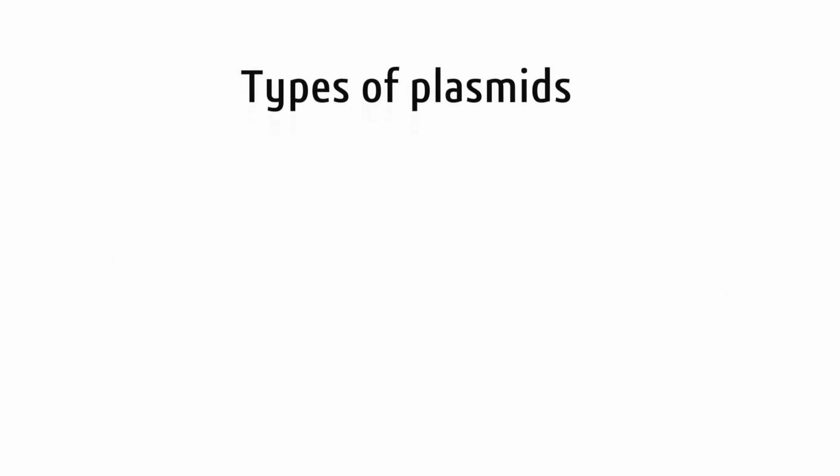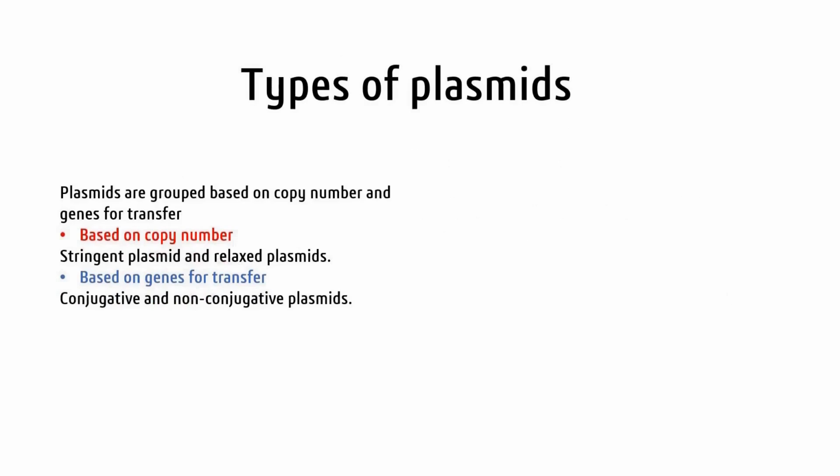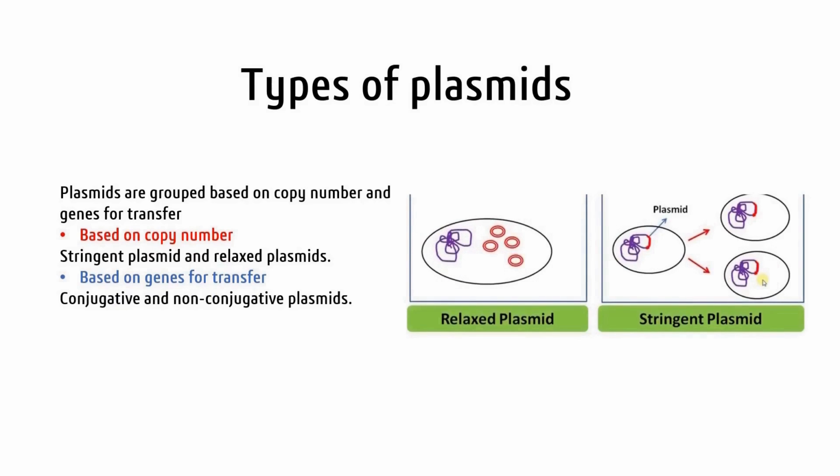Coming to how plasmids are grouped. Plasmids are grouped based on the copy number and genes for transfer. Based on copy number, they are named stringent plasmid and relaxed plasmid. The image on the right shows the relaxed plasmid and stringent plasmid in a bacterial cell. Stringent plasmids are present in a limited number, that is 1 to 2 copies per cell, while relaxed plasmids occur in a large number in each cell.